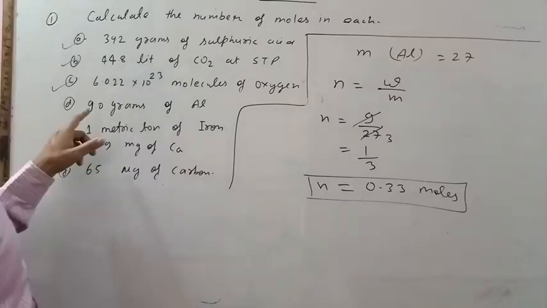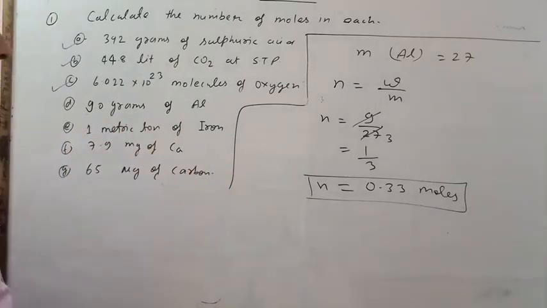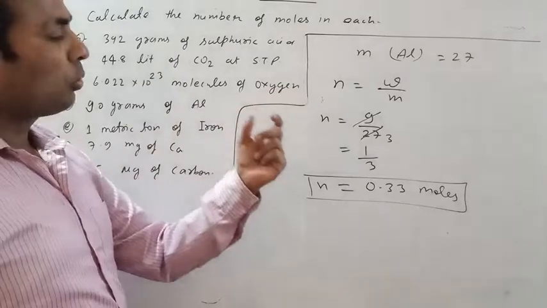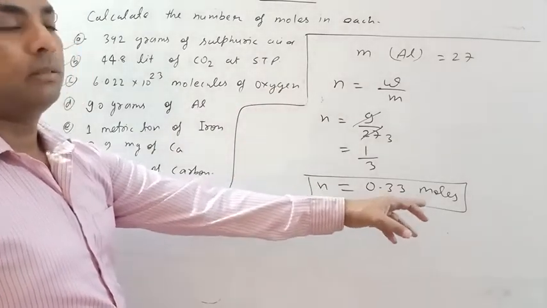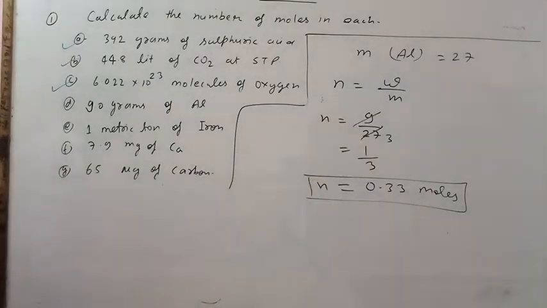Okay. So if I am going to take 9 gram of aluminum metal, in that metal the total number of moles of aluminum is 0.33. So please take a screenshot.